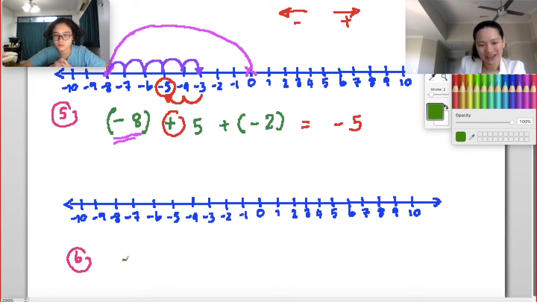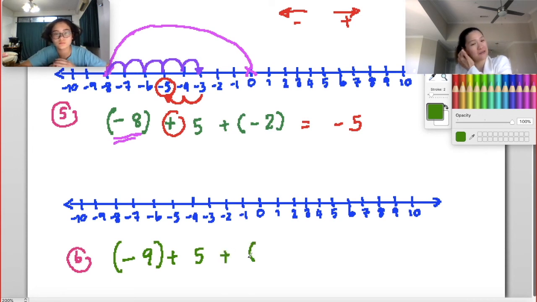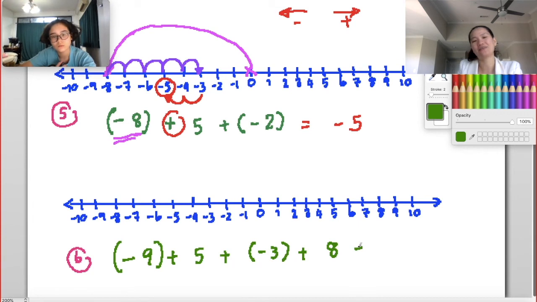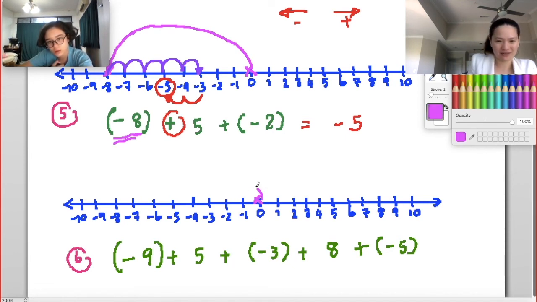How about I do negative 9 plus 5 and then plus with negative 3 and then plus 8 and then minus 5. Are you good? Are you ready? Let's go together. The first one, go to negative 9. Let's go.